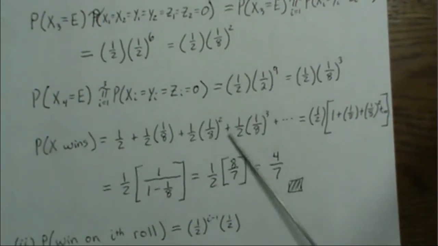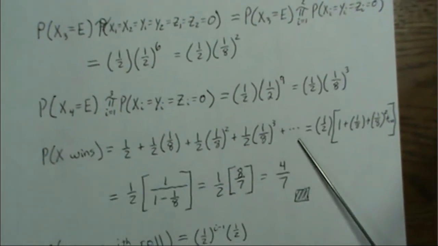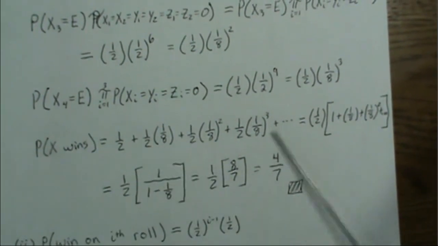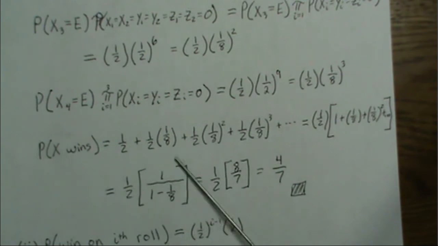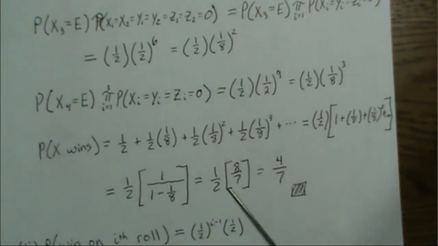Well, this looks like a geometric series here. So if we factor out 1/2, we get 1 plus 1/8 to the first plus 1/8 squared plus so on, and that can be rewritten as this, which is 7 over 4.